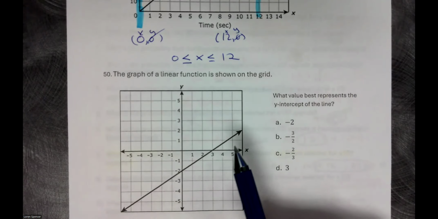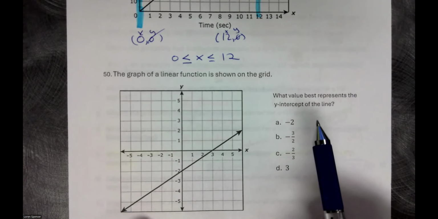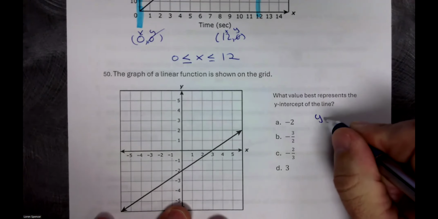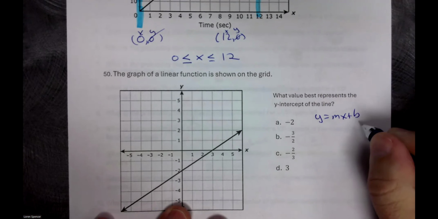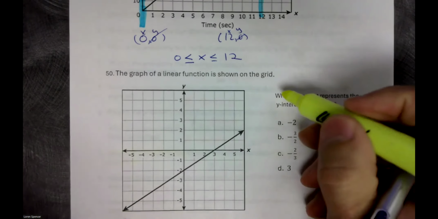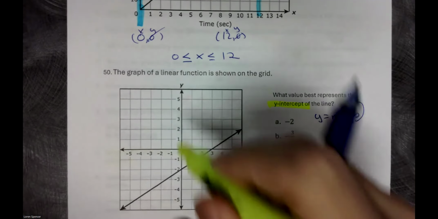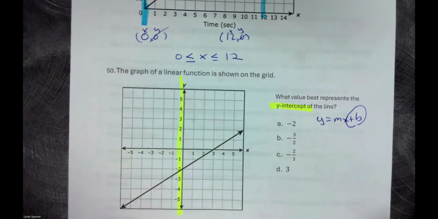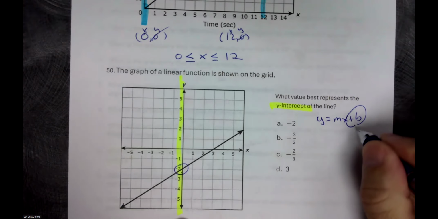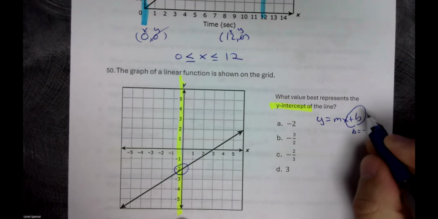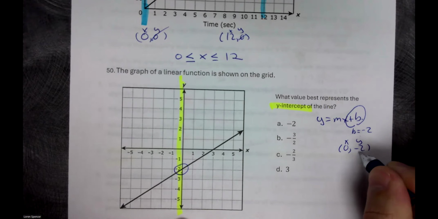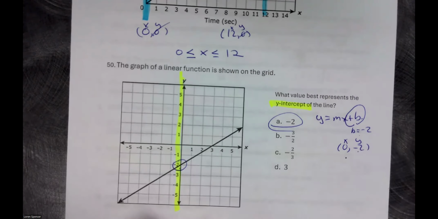Okay, number 50. The graph of a linear function is shown on the grid. What value best represents the y-intercept? So basically y equals mx plus b. They're asking for what b is. The y-intercept is in the name. They're asking for where does it cross the y-axis. So I draw a vertical line. Oh, it crosses here at -2. So b equals -2, or my y-intercept is -2. My ordered pair is 0, -2. And A is my answer to number 50.